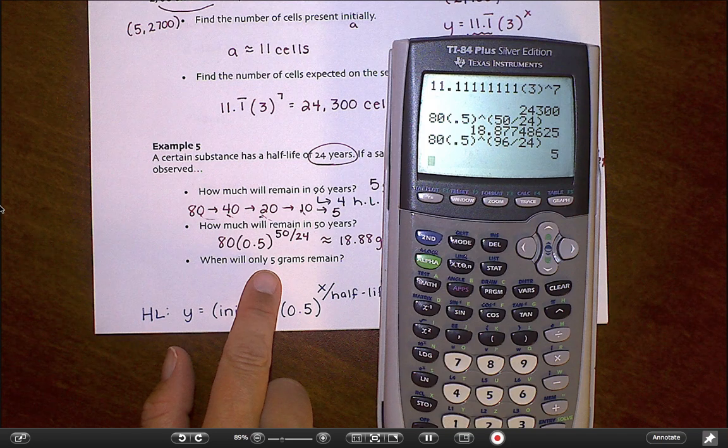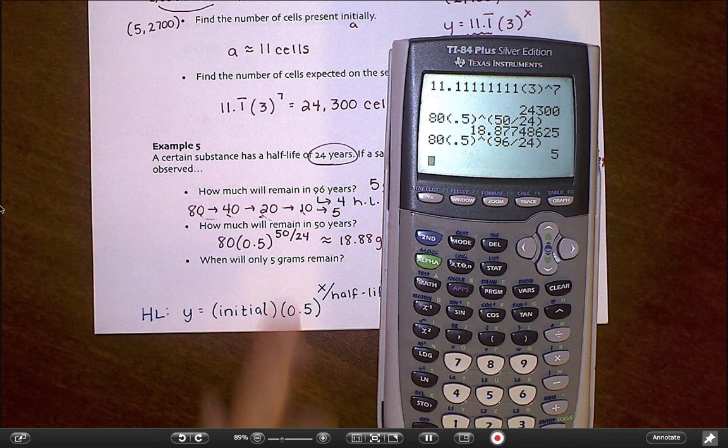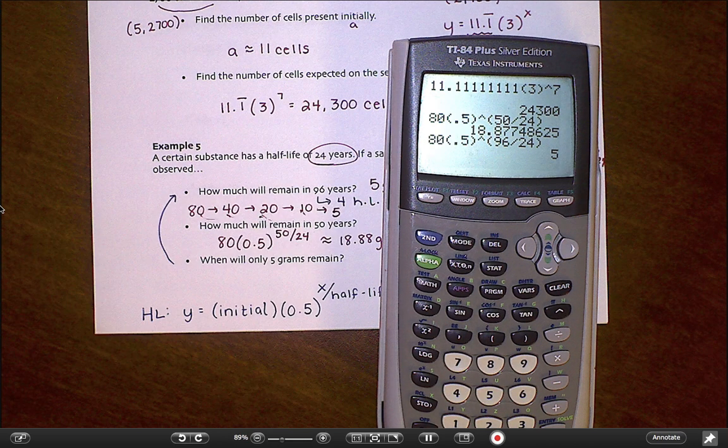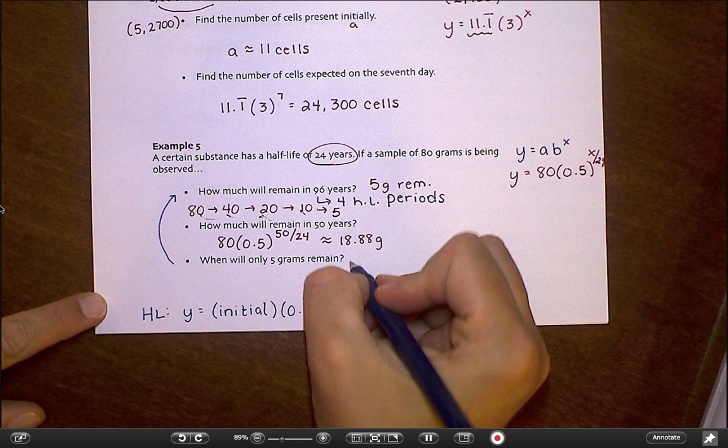Okay, oh, this is a dumb question. I didn't realize that was like that. When will only 5 grams remain? Well, we already came up with that, didn't we? That was this one, okay, in 96 years. I didn't catch that.